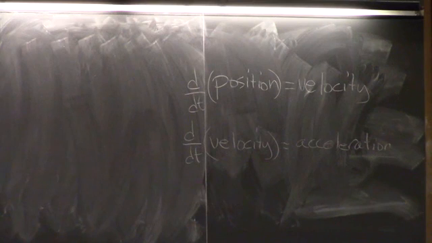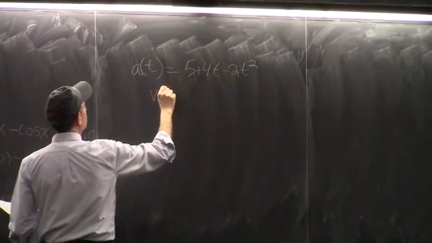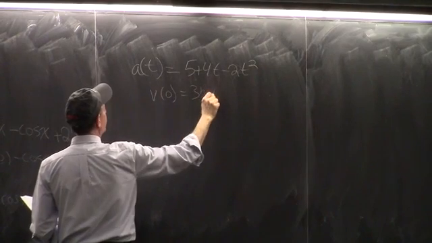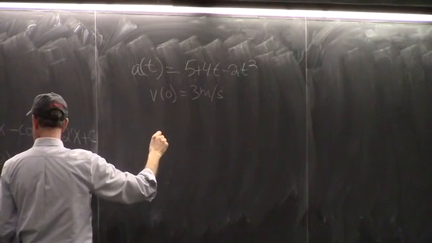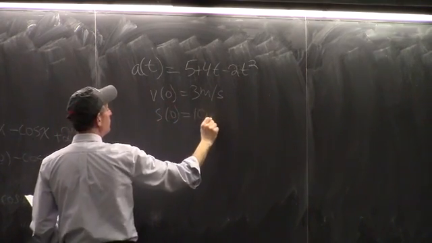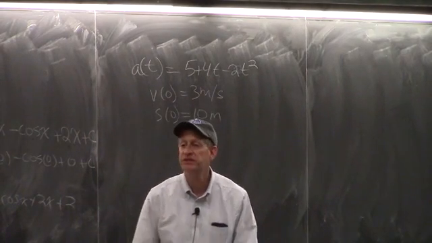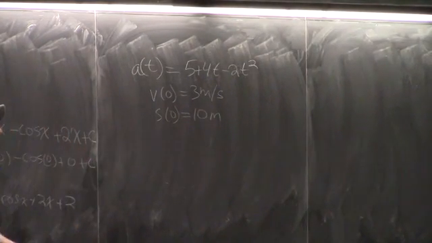A particle moves with the acceleration 5 plus 4t minus 2t squared. And we know its initial velocity is 3 meters per second, and its initial position is 10 meters. Find a formula for its position with respect to time. This looks really scary, but it's just a calculus problem.